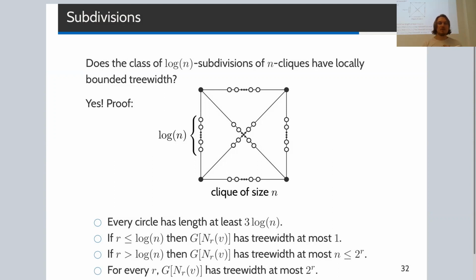So with this case distinction, we know that for every r, the r-neighborhood has tree width at most 2 to the r. This proof feels a little bit like cheating because we're not doing anything, we're just making a very simple case distinction, but it does what it's supposed to do. The tree width is bounded by 2 to the r. So now we have a bit of a non-trivial class that does not have bounded degree, is not planar, doesn't have bounded tree width, but it still has locally bounded tree width.